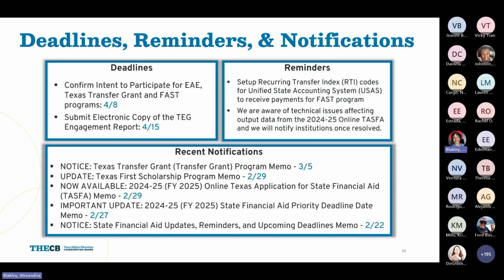Now, some other deadlines, reminders, and notifications that we want to bring to your attention are as follows. April 8th is the deadline for directors of financial aid at public institutions to confirm their intent to participate in the educational aid exemption, Texas Transfer Grant, and financial aid for Swift Transfer or FAST programs.